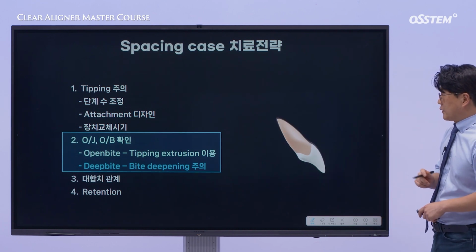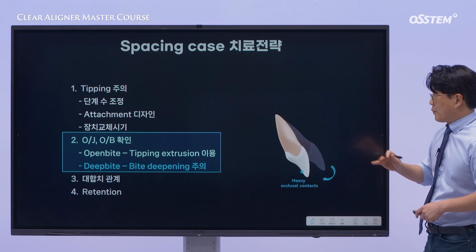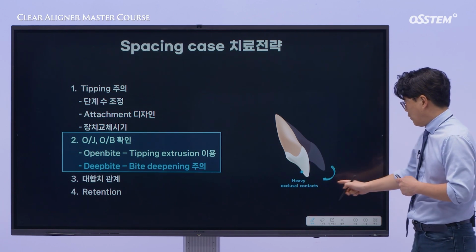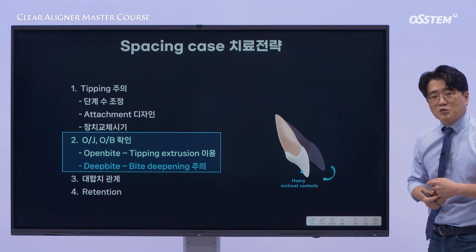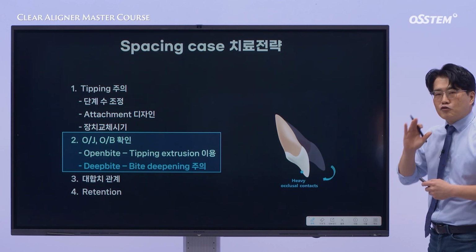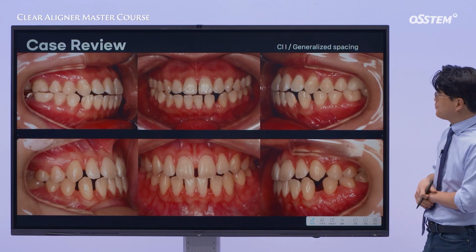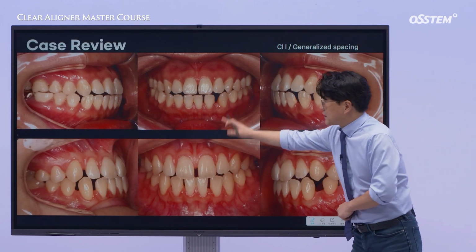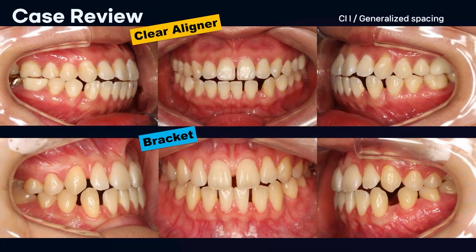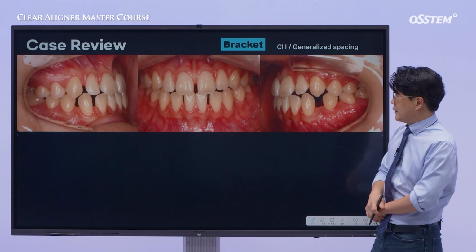Then, what about a case with a deep bite tendency? In such cases, bite deepening may lead to TFO in the anterior region. So you should be careful with that. Let's then take a look at some actual cases. What do you think about these two? They may look similar. Generalized spacing is observed in the anterior region, extending to canines. Can we take a different approach from bracket-based treatment for this case? That will be the focus.